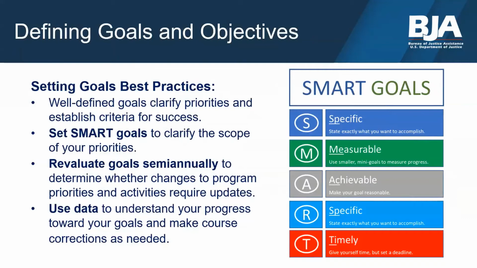The SMART mnemonic walks users through important dimensions of a good goal or objective. They should be specific, measurable, attainable, relevant, and time-bound. We recommend that you reevaluate your goals twice a year to determine whether they should be updated, and also suggest using your data to drive this process.